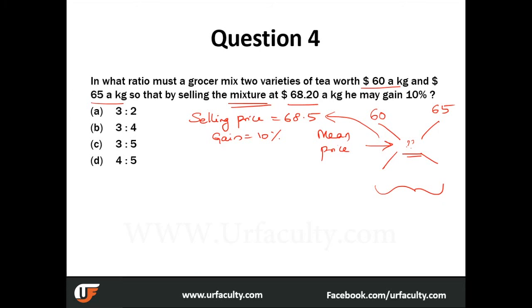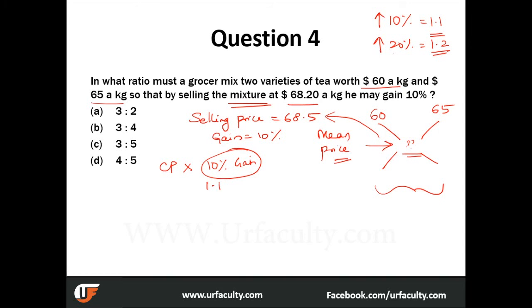So let's look at it in this way. The cost price, which is your mean price, right? Cost price into 10% gain. How do you write it? As I told you earlier, 10% gain is 1.1, right? 20% gain is 1.2. This is just a recap. Please do visit my percentage video, you'll be able to understand. So a 10% gain can be written as 1.1. So cost price into 1.1 is equal to 68.5. So what is your cost price now? 68.5 by 1.1. So this is your cost price.